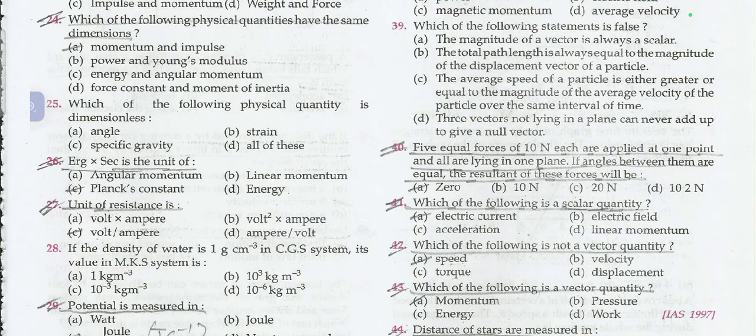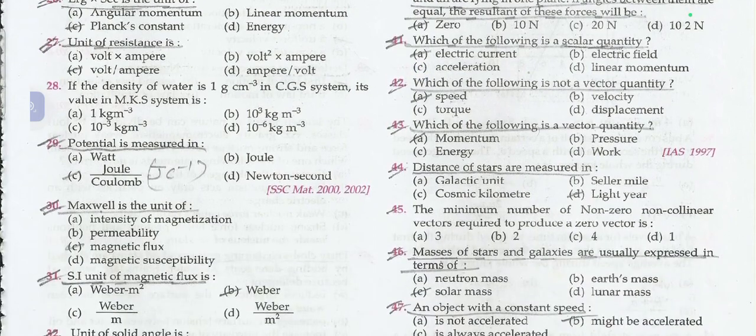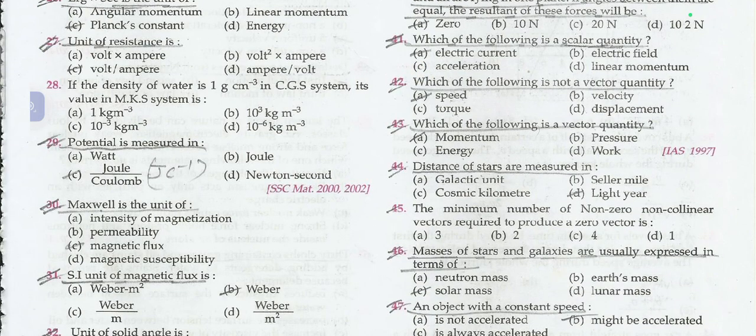Erg second is the unit of Planck's constant. Unit of resistance is volt per ampere. If the density of water is 1 gram per centimeter cube in CGS system, its value in MKS system is, answer is 10 cube kg per meter cube. Potential is measured in joule per coulomb.